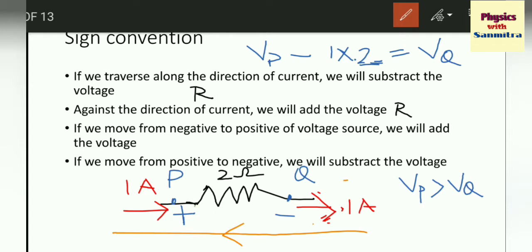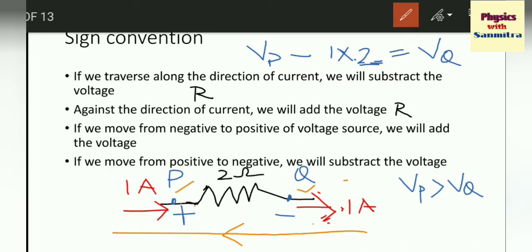Here also, the point P will be at higher potential than point Q, because current is flowing from P to Q through a resistance. So this point Q, after getting some voltage, we are reaching point P. That is why, when we are going from minus to plus, we are adding the voltage.